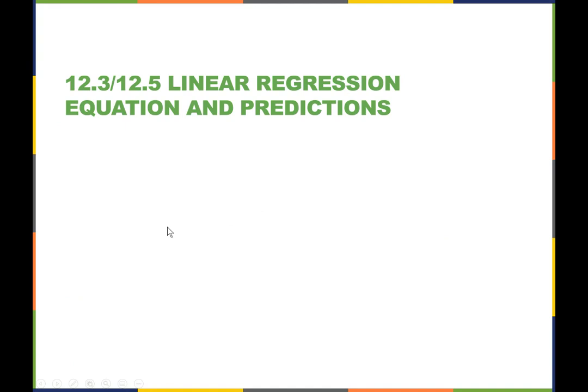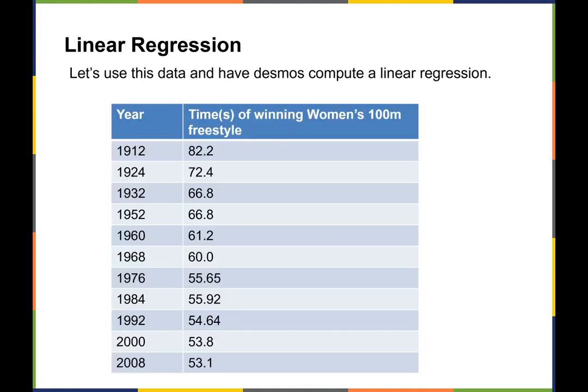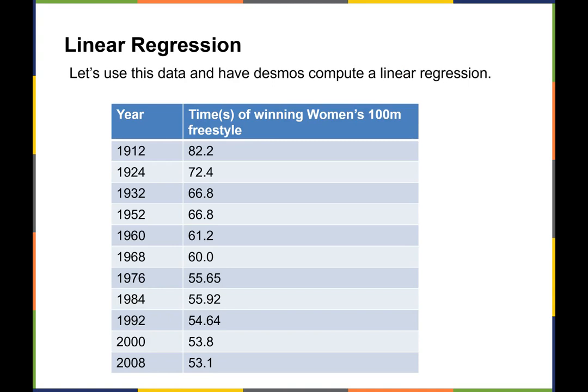So we're now just sliding into like 12.3 and 12.5 sort of at the same time. Once we have our scatter plot, we're going to use a computer to compute a linear regression. This is going to be a line of best fit that models the data. Now, of course, like what I was doing before, you could just draw a line in, but the computer is going to do the best job to minimize the possible error. It's going to give you a linear regression equation that will be in the form y equals mx plus b. So we're going to use our data that we've already done our scatter plot for to compute a linear regression.